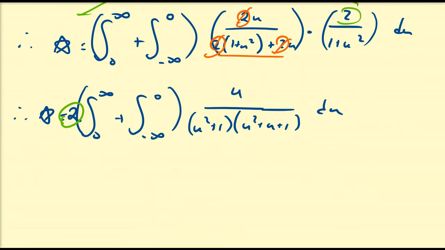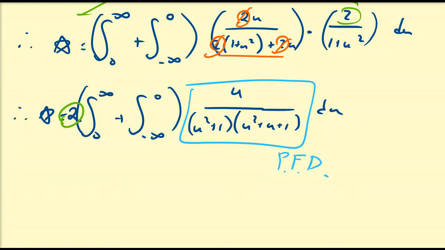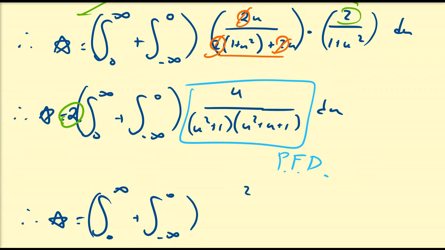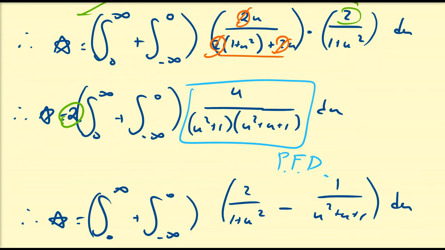Now I can use partial fraction decomposition on this, right? Now how do I know I can do that? Well, I have two factors on the bottom. It's a degree 4 and the top is less than 4 because the top is degree 1. So once you apply partial fraction decomposition to this integral, you'll realize that this is the integral from 0 to infinity plus the integral from minus infinity to 0 of 2 over 1 plus u squared minus, let's do minus 1 over u squared plus u plus 1 du.